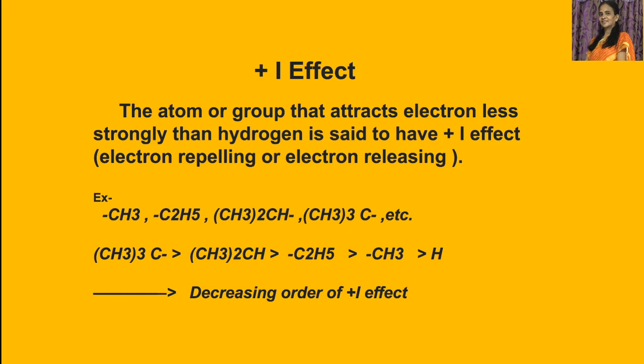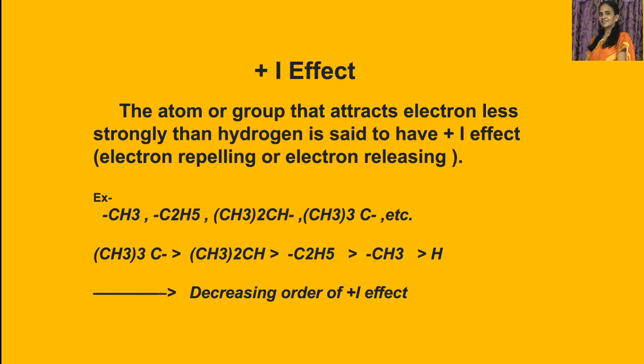So these groups release electrons to the carbon atoms of the chain in the molecule. Hence, these groups are also known as electron releasing groups. These are the groups which give electrons to the carbon atoms, that is, to decrease the positive charge in the longest carbon chain.